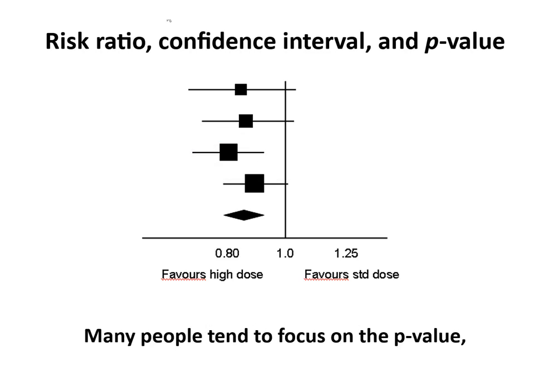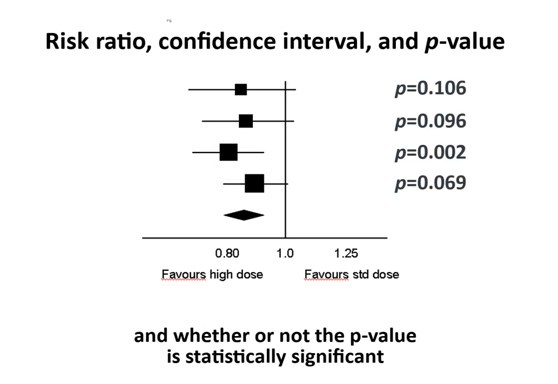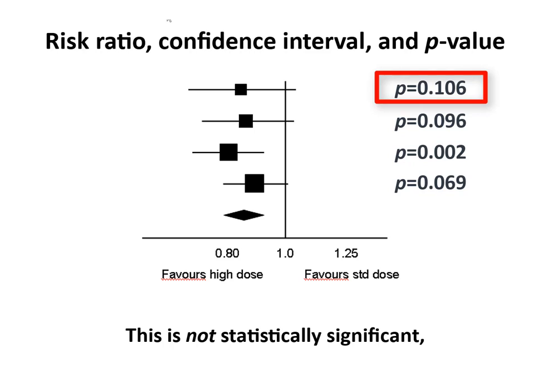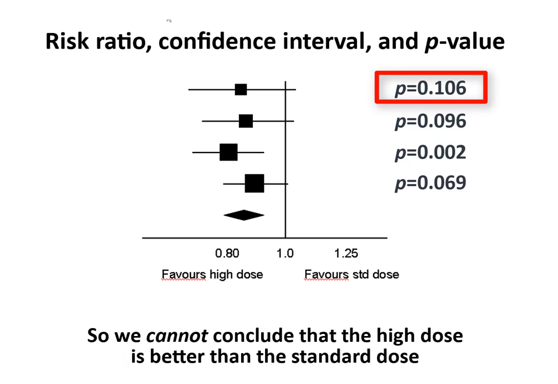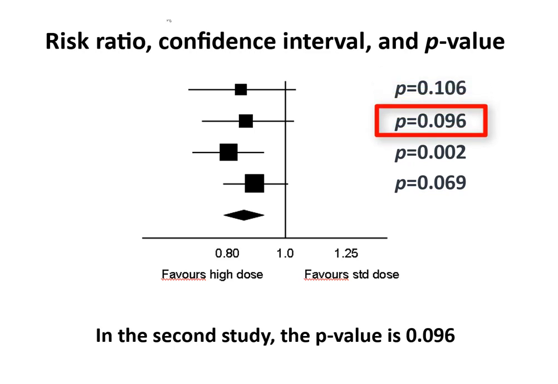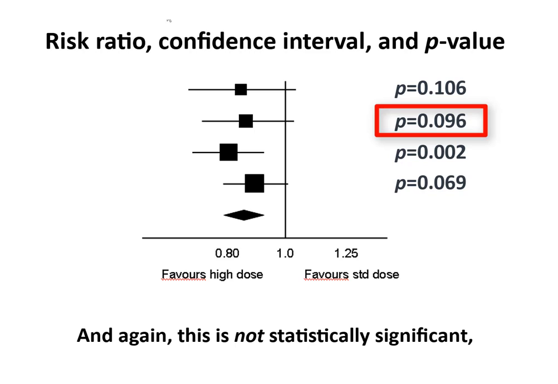Many people tend to focus on the p-value and whether or not the p-value is statistically significant. We can do that here as well. In the first study, the p-value is 0.106. This is not statistically significant, so we cannot conclude that the high dose is better than the standard dose. In the second study, the p-value is 0.096, and again, this is not statistically significant.